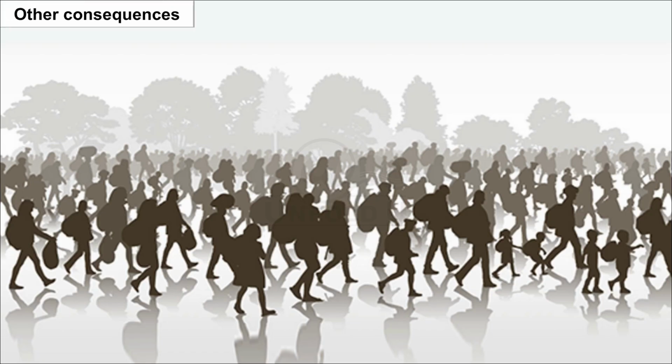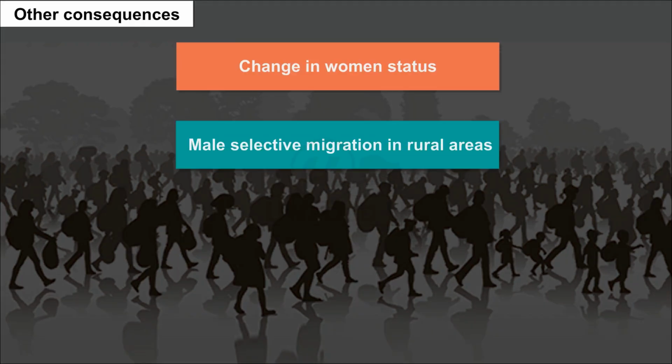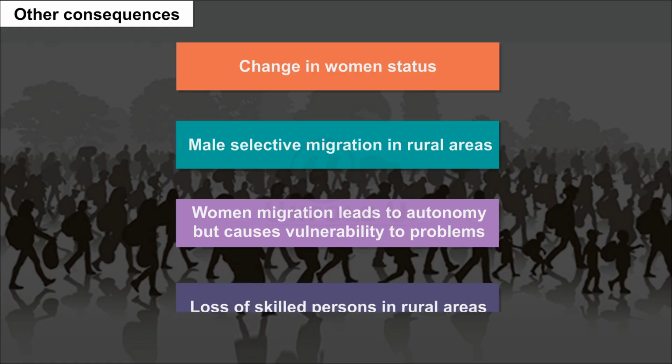Other consequences: change in women's status, male selective migration in rural areas. Women migration leads to autonomy but causes vulnerability to problems. Loss of skilled persons in rural areas.